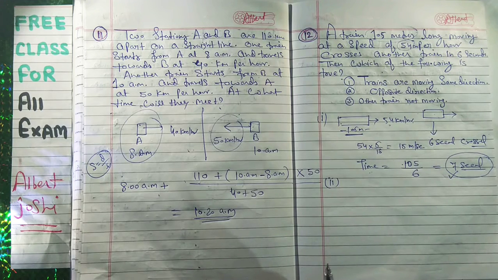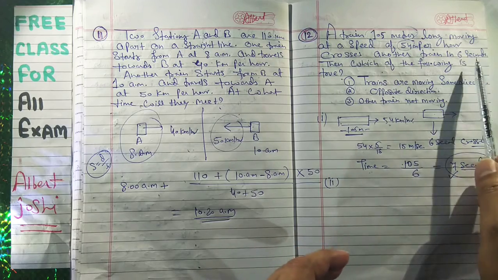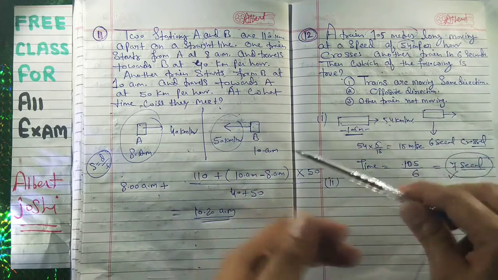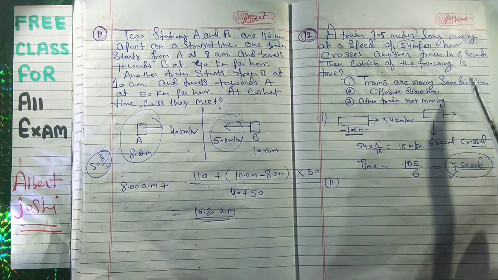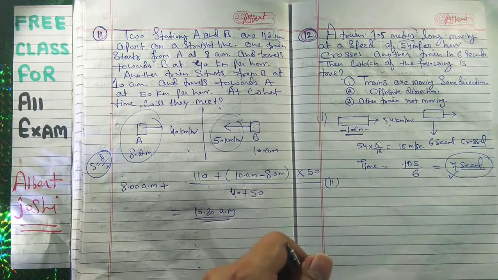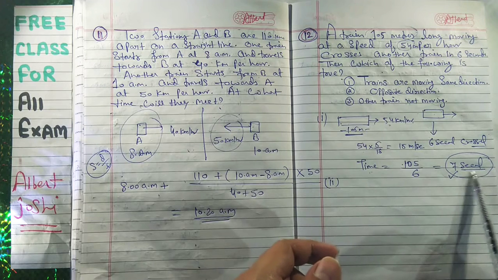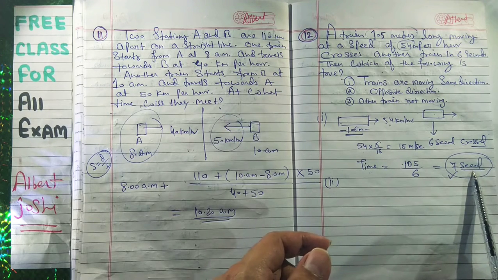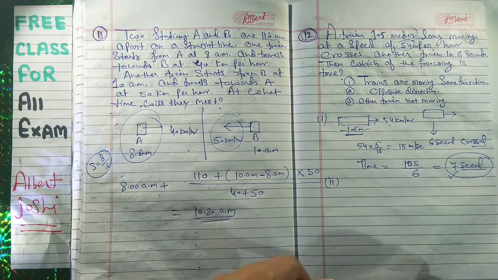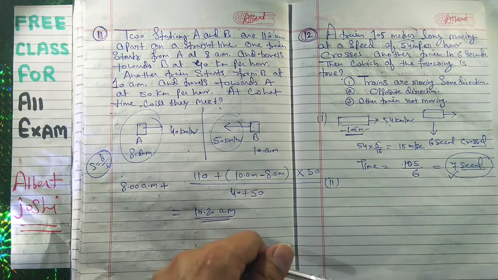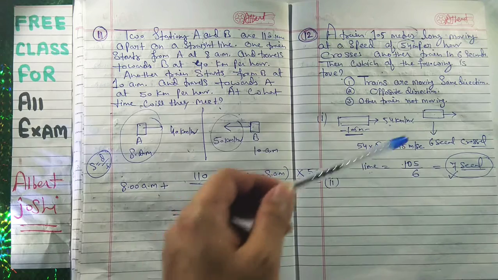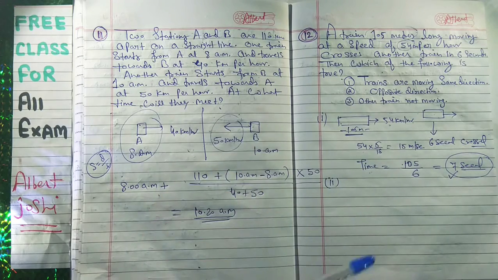Now you can think: the time is 6 seconds to cross each other, and 6 seconds is less than 7 seconds. So it is clear that the other train is moving in the opposite direction.